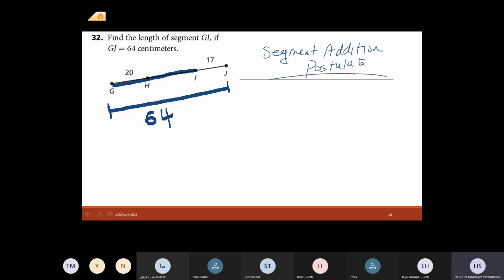What is it? The length of GJ is the summation of GH plus HI plus IJ. Is it right? GJ is GH plus HI plus IJ. Now, what is the length of GJ? 64. Now I will substitute. You will find GI. What is the length of GH? 20. HI?